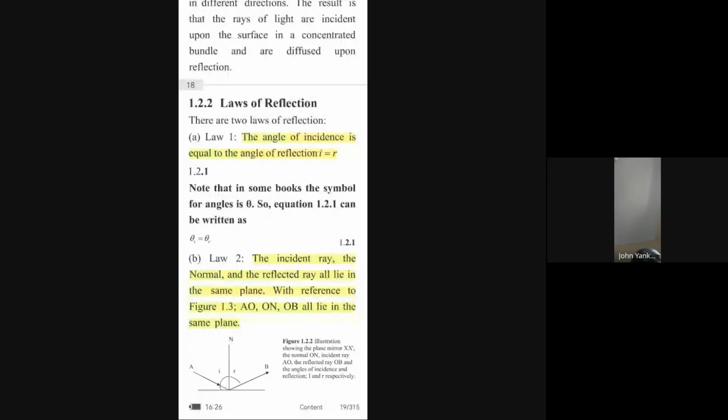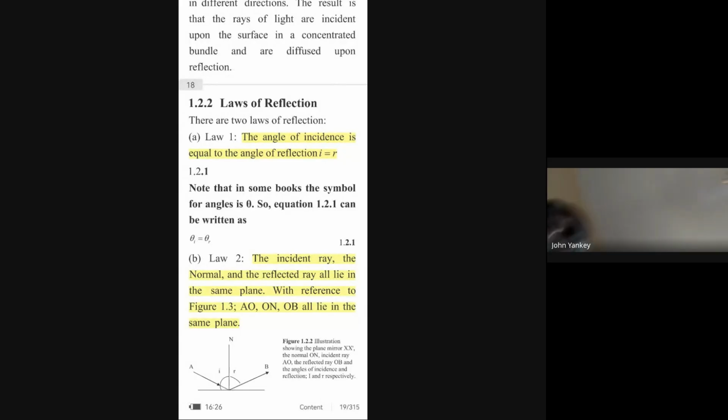So you should not be surprised if you are asked to state the laws of reflection. Okay, so I'm moving on.